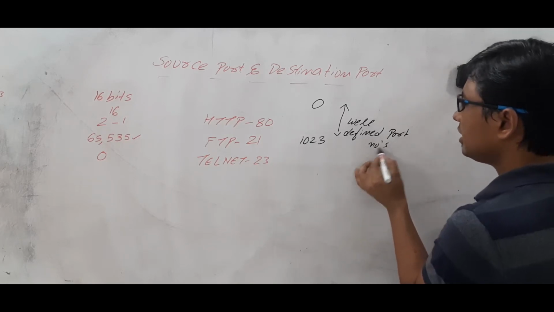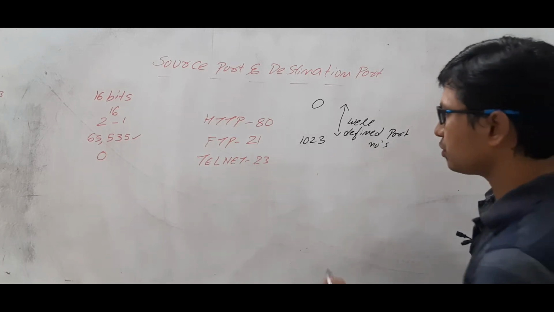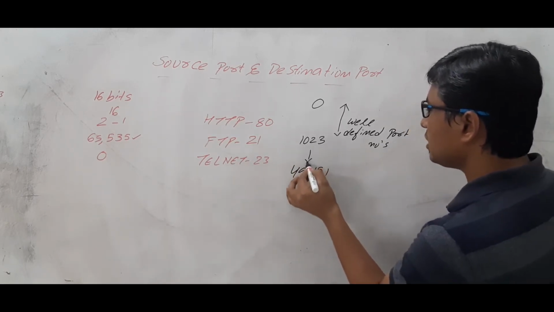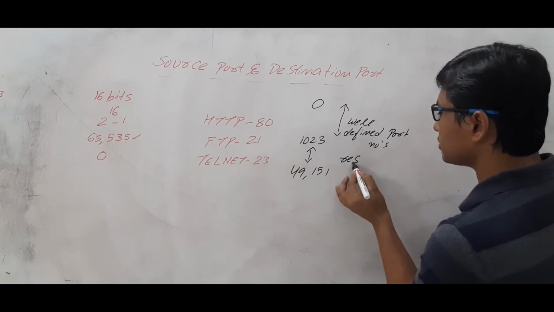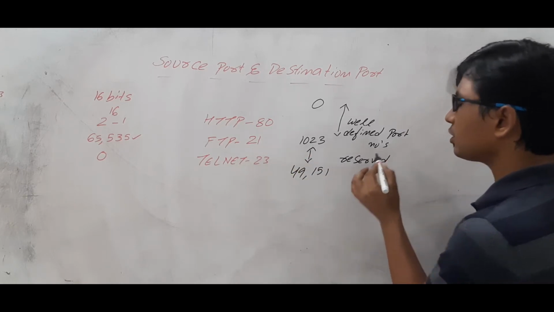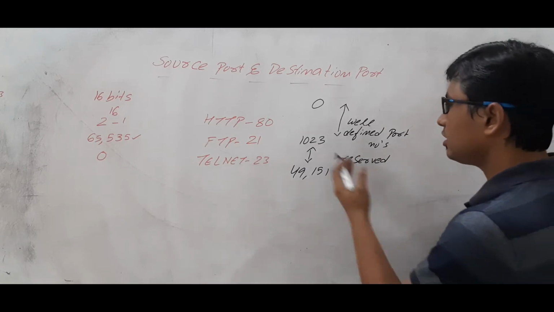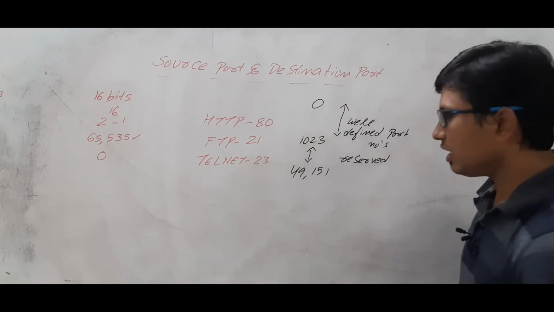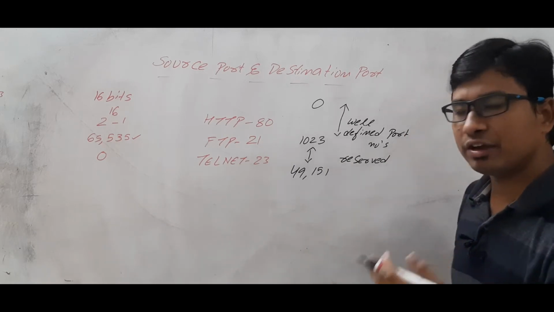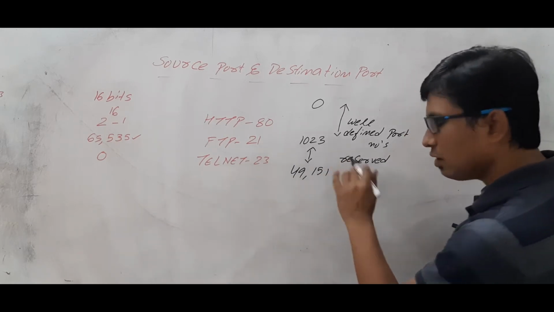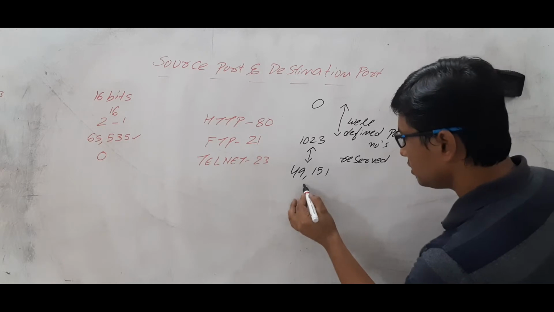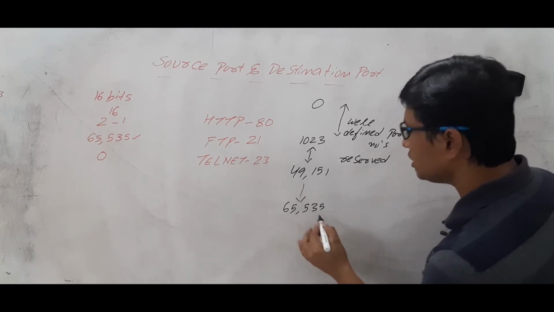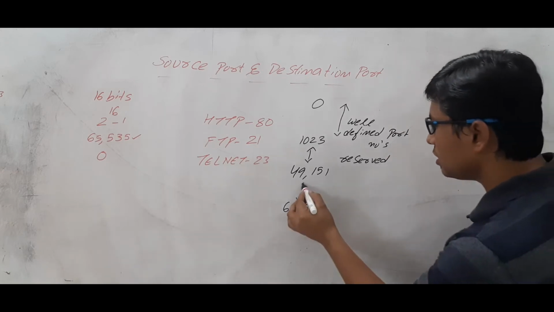Then from 1024 to 49151, these values are reserved for future. So if any new protocol is developed, they will give one of the port numbers from this range. Then from 49152 to 65535, these values are used for the source port.